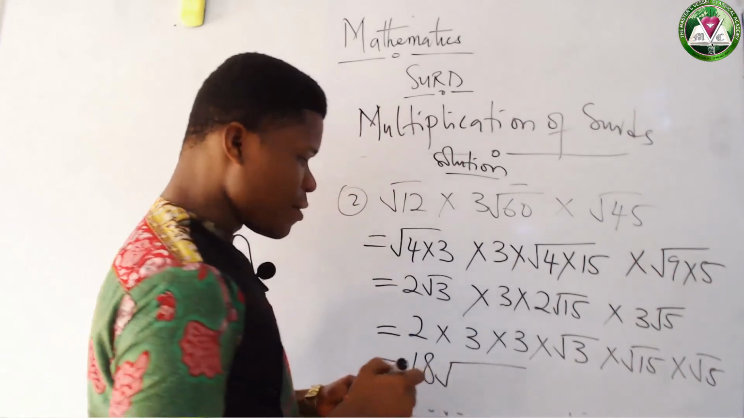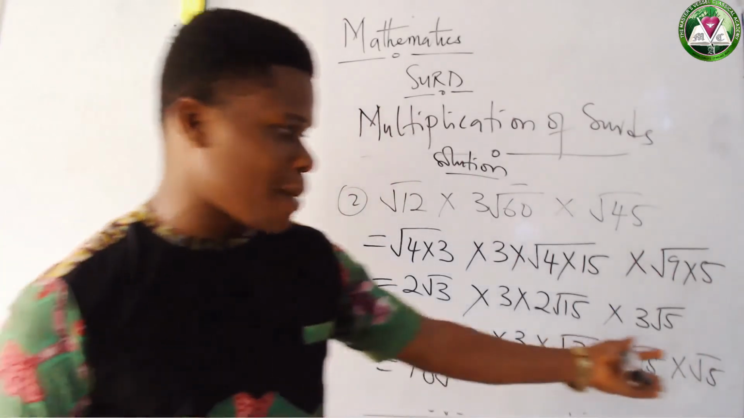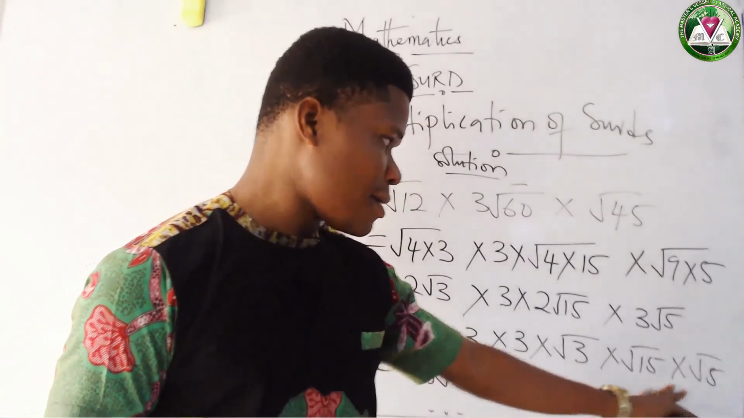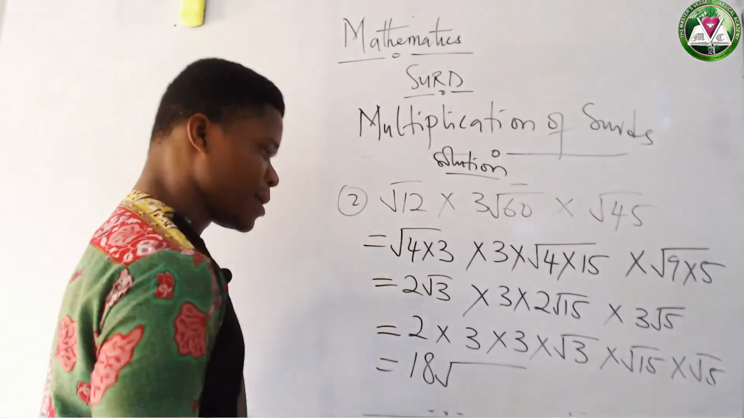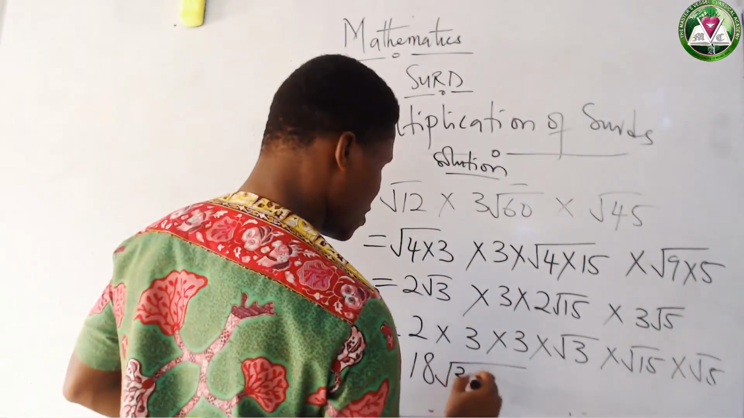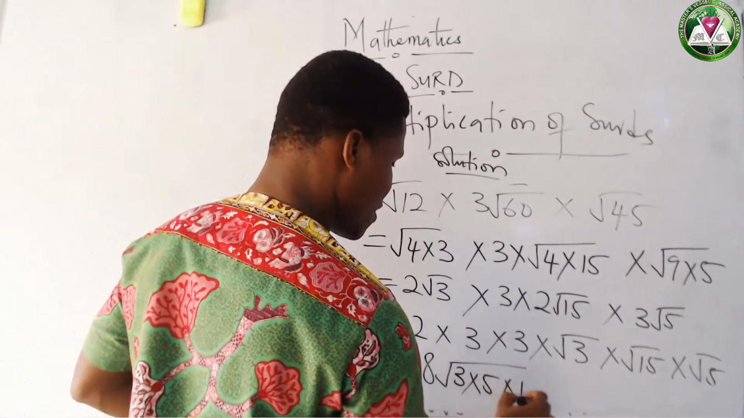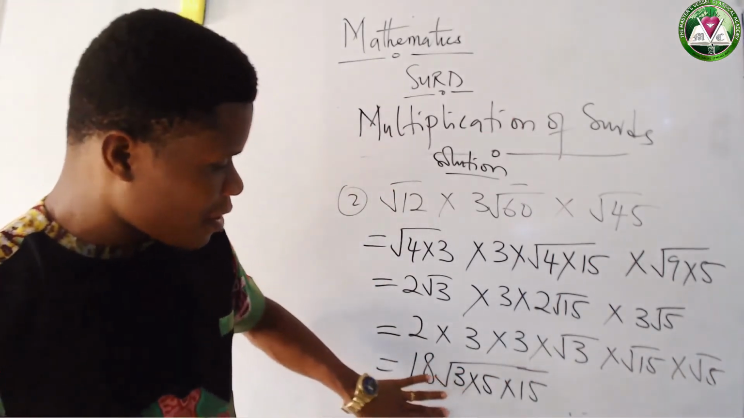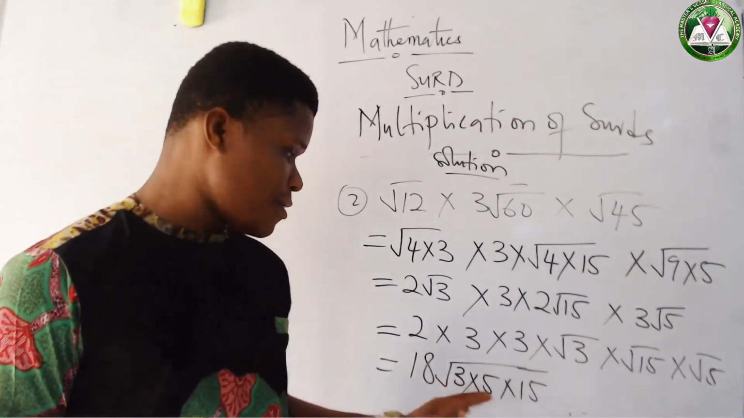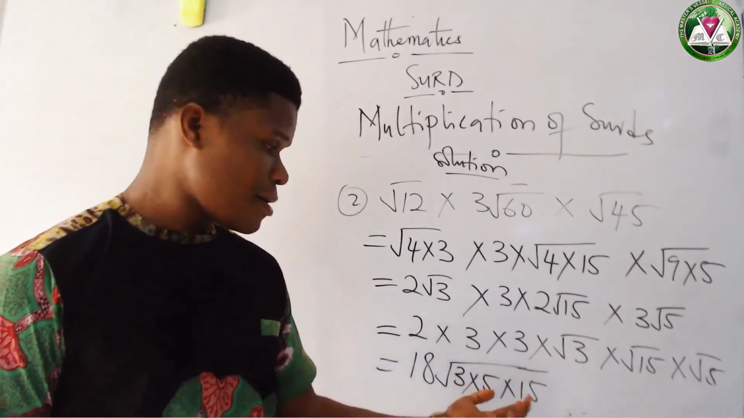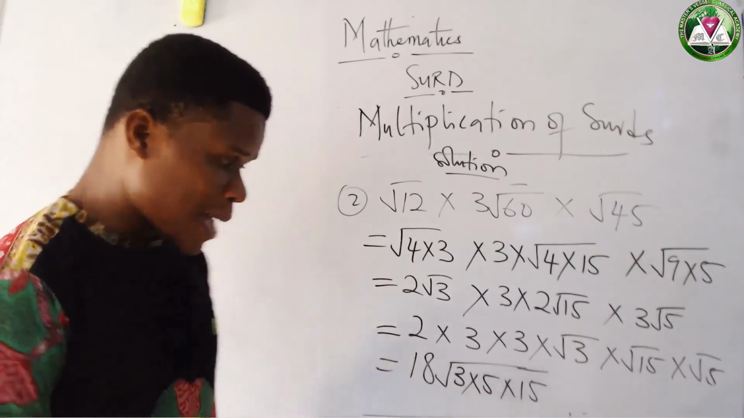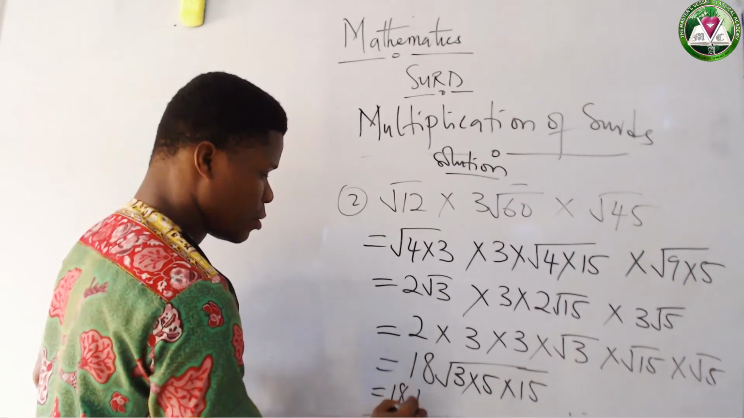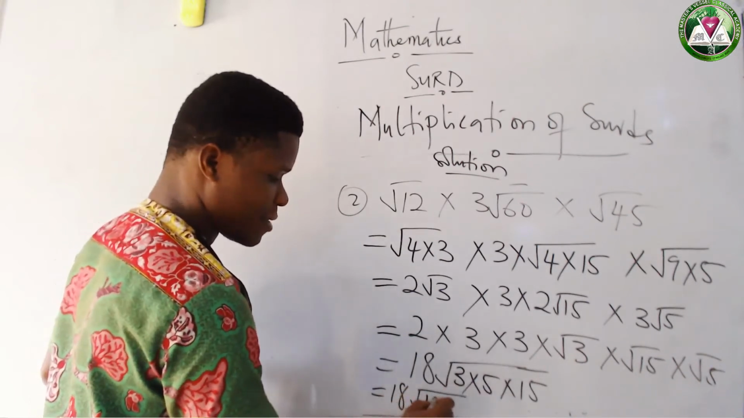Now, if you look at this very well, I don't just want to go ahead and multiply. But you can see that this is 3 times 15 times 5. So you can just rearrange it to be root of 3 times 5 times 15. If you look at this very well, you discover that 3 times 5 is 15, and this is another 15. So which means that inside here, what we have is 18 root 3 times 5 is 15 times another 15.